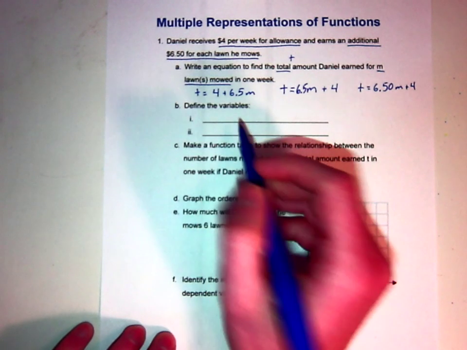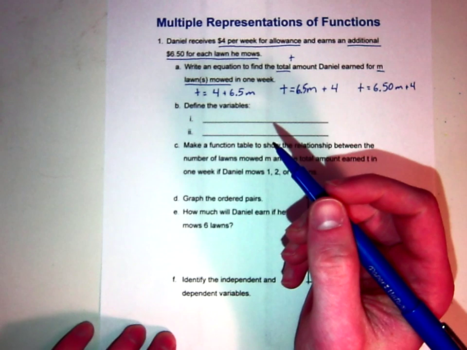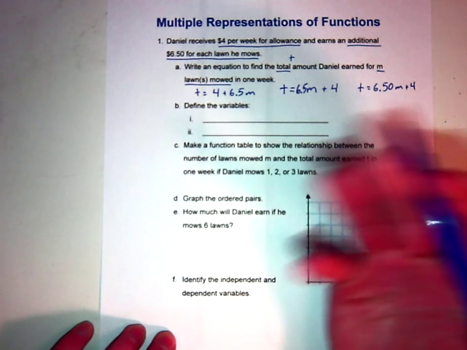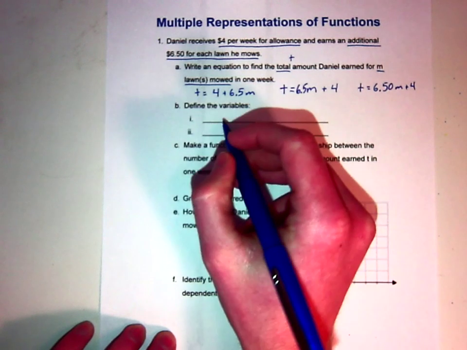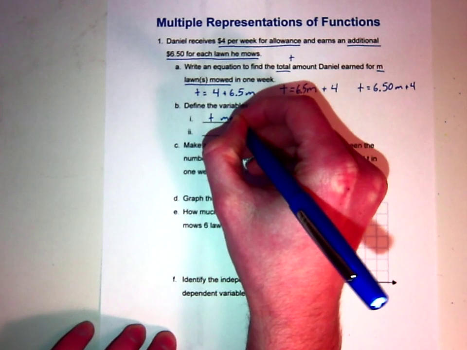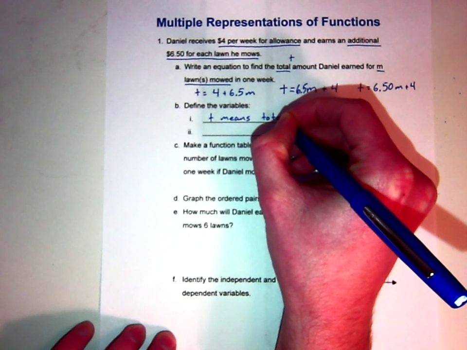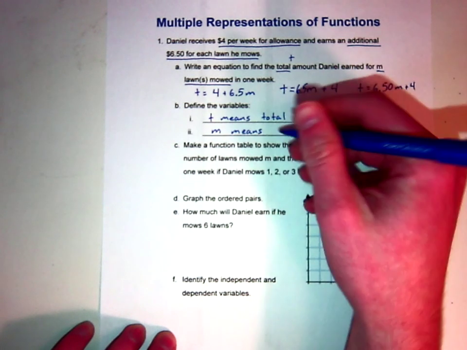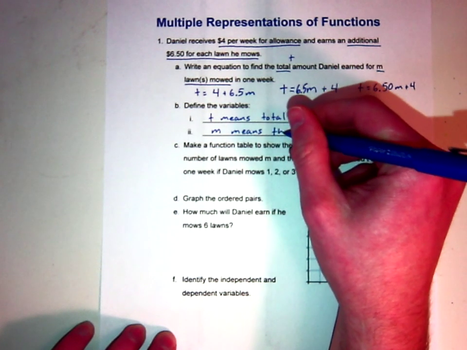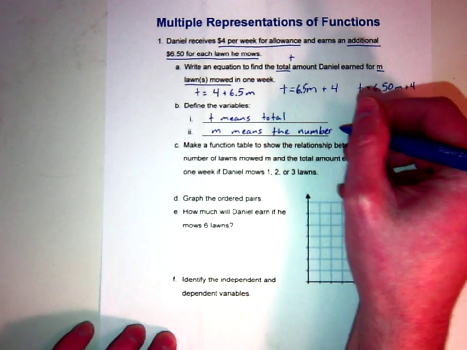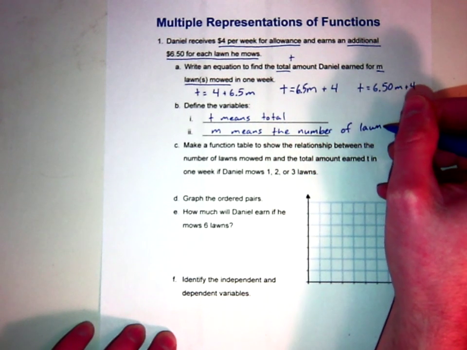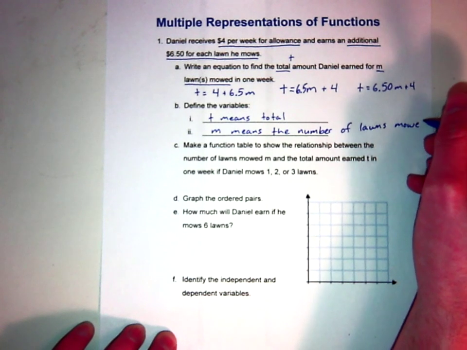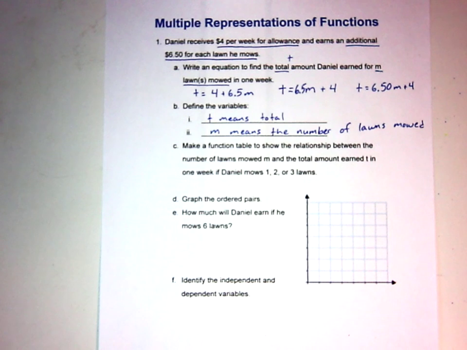All right, define the variables. What define a variable means is simply saying, what does it mean? Okay, define. Like you're defining any word, you're just saying, what does it mean? So, T means total, right? M means the number of lawns mowed. Okay? So that's what it means when it says define the variable. It's just saying, what does it mean? Make sure you understand what it means. Otherwise, you could get into trouble.